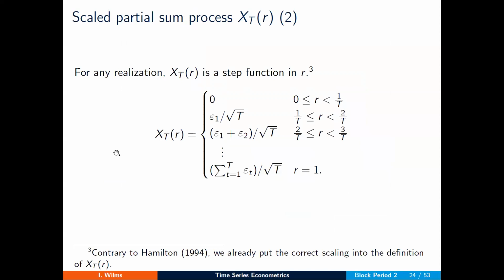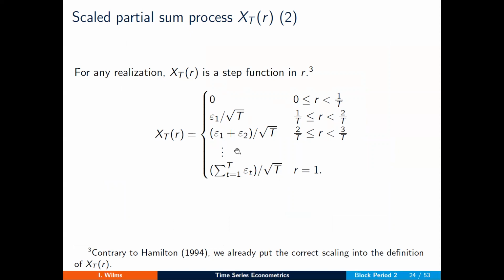And you can write this out like this. Remember, at r equal to 0, we start at 0. Then the first observation enters for r equal to 1 over capital T, and we have its value divided by root T. When the second observation enters at r equal to 2 over T, we have the scaled partial sum of the first two observations, all the way up until the end for r equal to 1, when we have the scaled partial sum over all error terms, from 1 up until capital T.